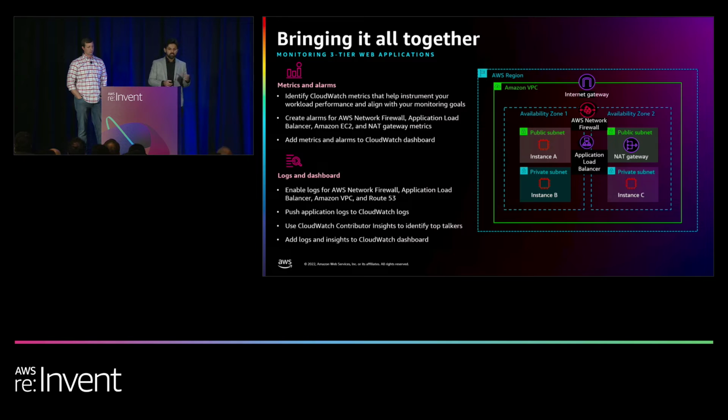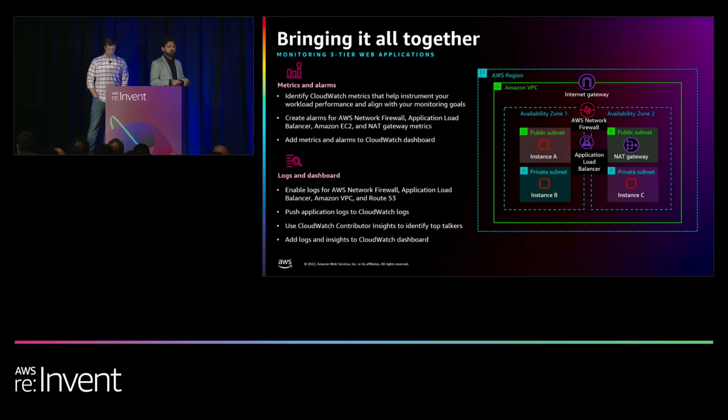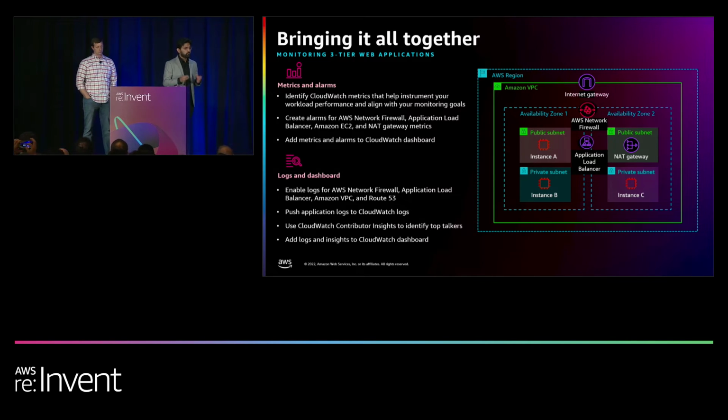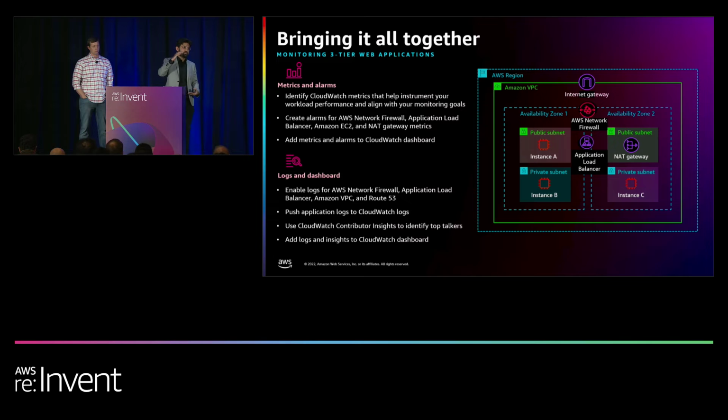When it comes to logging, you can enable logs for your Network Firewall, for your Application Load Balancer, for Amazon VPC, and then your DNS through Route 53. You can push your own custom logs from your EC2 instances, or if you're using containers, into CloudWatch Logs. And then you can use CloudWatch Contributor Insights to identify the top talkers. And you can add all these logs and insights onto your dashboard. So now you have a dashboard for your 3-tier application that allows you to monitor all the aspects of this application so that you can proactively identify issues through centralized monitoring.